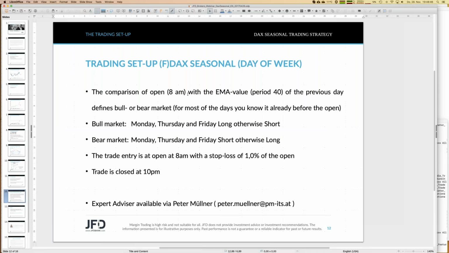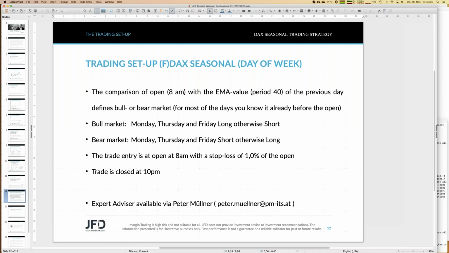every day. So what you would do is compare, at 8 o'clock in the morning, the open with the EMA value, period 40, of the previous day. Now you know above or below. We define bull or bear market. And in most cases, you know that already before the open, because, as I mentioned, at JFD we have a 24-hour DAX price, so you will know it maybe even days before. Anyhow, now you apply exactly those rules.